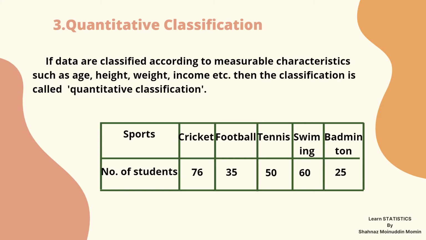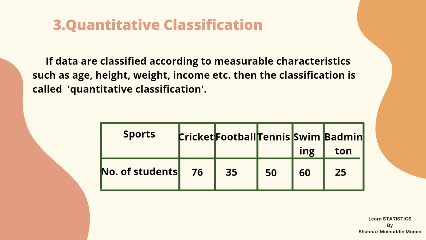Next, the third type of classification is quantitative classification. If the data are classified according to measurable characteristics such as age, height, weight, income, etc., then the classification is called quantitative classification.